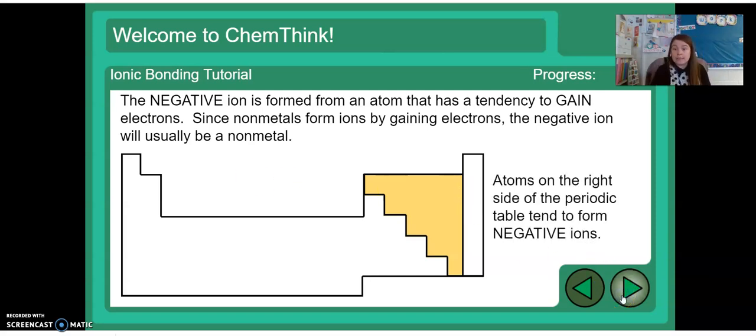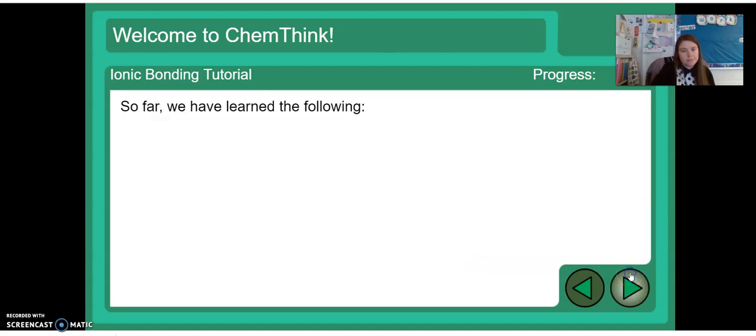Atoms on the right-hand side of the periodic table, except for noble gases, will typically tend to form anions or negative ions. We know these noble gases are not included because they already have a full valence shell and they don't need to add or bond with any other atom in order to have that full valence. But all of our other nonmetals typically do need to bond, and they create those negative ions.